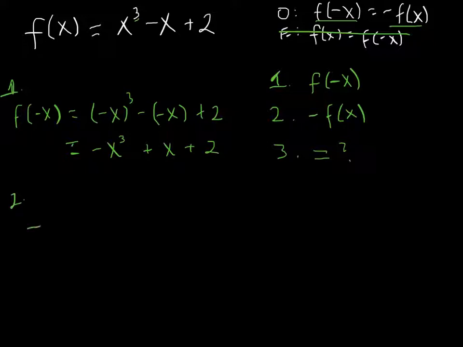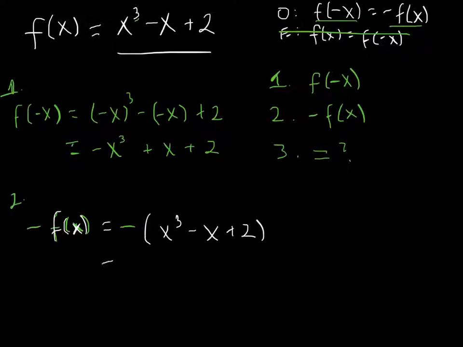So what is negative f of x? I'm going to highlight the part that we already know. We know what f of x is. It's simply x cubed minus x plus 2. But I am negating it. I'm taking the opposite of it. So I'm taking the opposite of x cubed minus x plus 2. And to simplify this, I simply distribute in, and I'm going to end up with negative x cubed plus x minus 2.